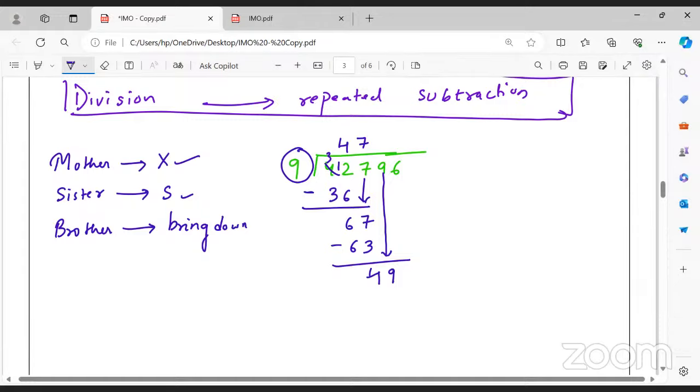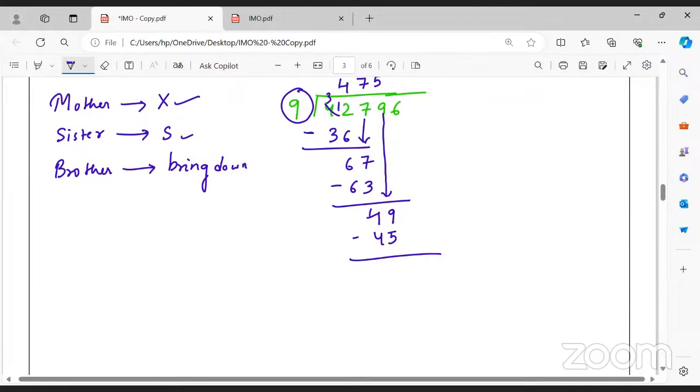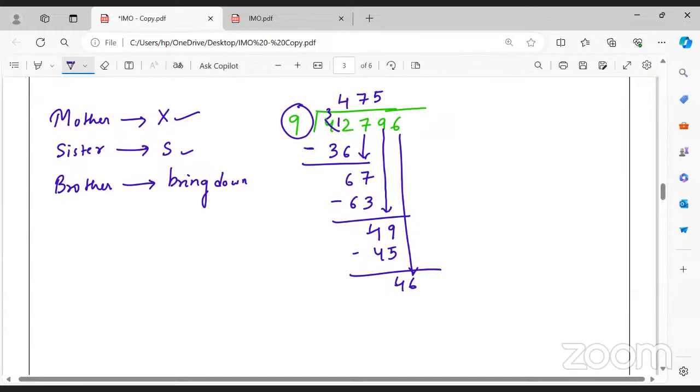9, how much of 49? No, it does not come. So what should I go with? 9 nines are 81. No, not possible. 9 fives are 45. Excellent. Okay, 45. Now again, sister is going to subtract and she said, it's 4 and I am done. I am tired like anything. Now brother is going to bring the number down. That is 6. After brother again, mother. 9 table. Again it is 5. 45. And they said, oh, we are done.